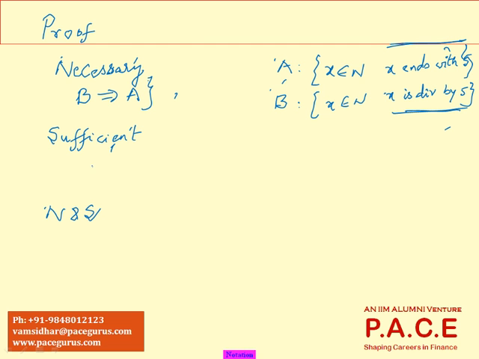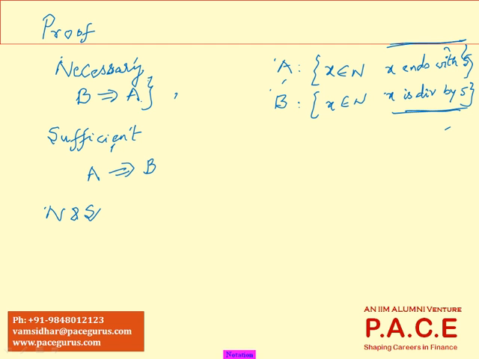But if it has to be sufficient, then I can very well say A implies B should be true, which means if A then B. So here it's like if X ends up with 5, then it is divisible by 5. That is very much true. If a number is ending up with 5, I can very well say it is divisible by 5. There is no other wrong statement in it. But if it is divisible by 5, the reverse is not true.